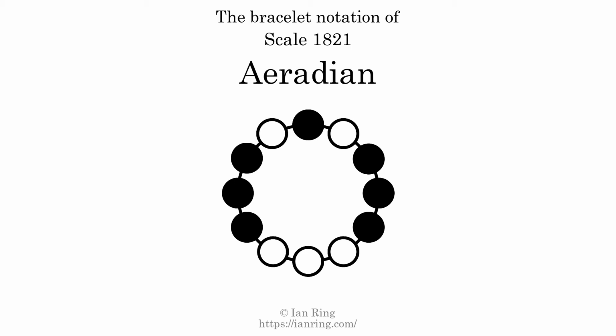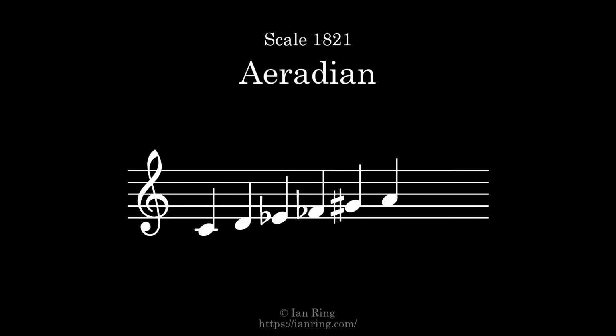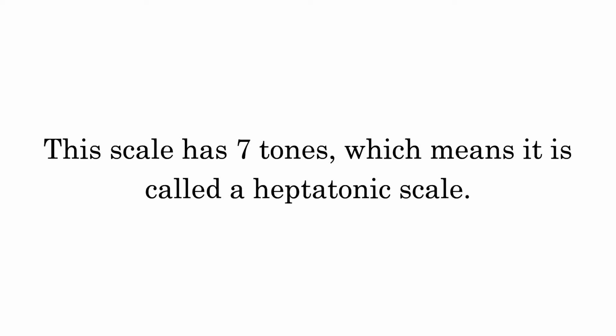Today we will talk about scale 1821, Aeradian, which sounds like this. This scale has 7 tones, which means it is called a heptatonic scale.